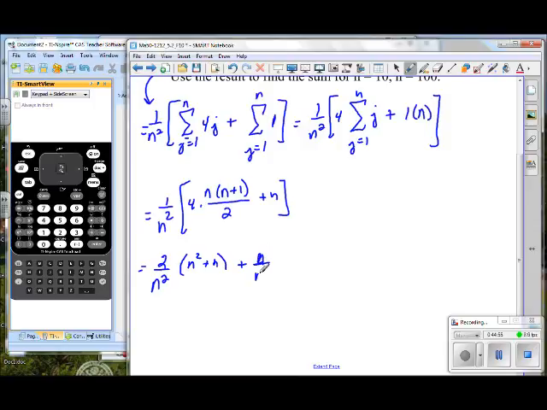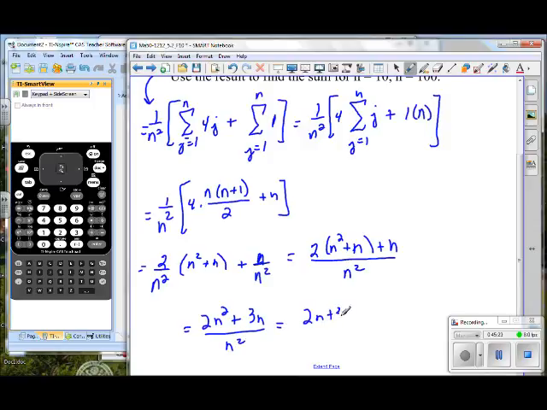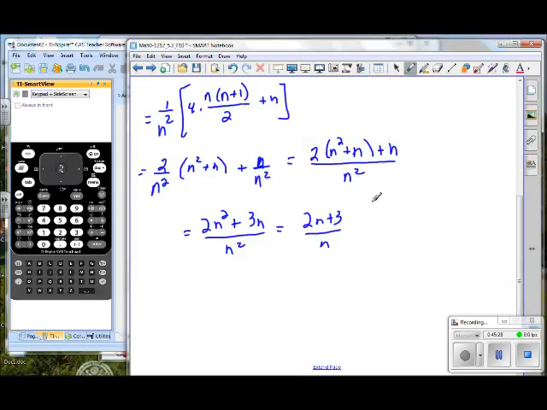Although I think, in looking ahead, that if we leave that as n divided by n squared, we have 2 fractions, same denominator. So we have 2 times n squared plus n, plus n, all of that divided by n squared. 2n squared plus 2n plus n is 3n divided by n squared. Factor out an n, 2n plus 3 divided by n would be our answer. We could also say that's 2 plus 3 divided by n if we break this into 2 fractions.